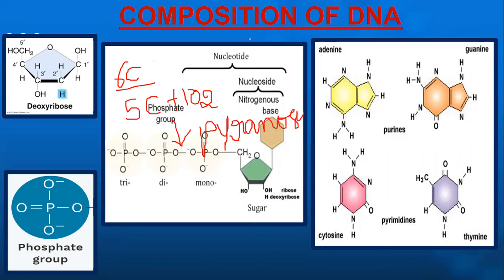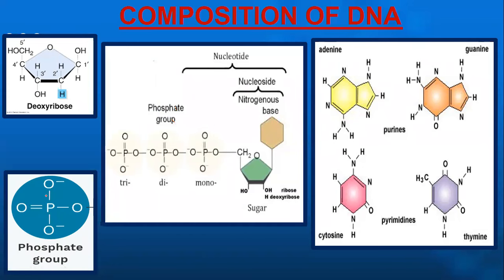Don't confuse. Okay, it is called what? Pyranose. So don't confuse. Pentose ring is called a furanose ring, and the glucose or hexose ring is called pyranose. Never forget. So this is the sugar. And what did I already tell you? Phosphate, alpha, beta, gamma, mono, di or tri.